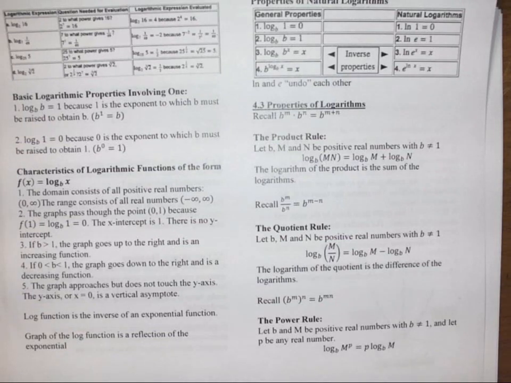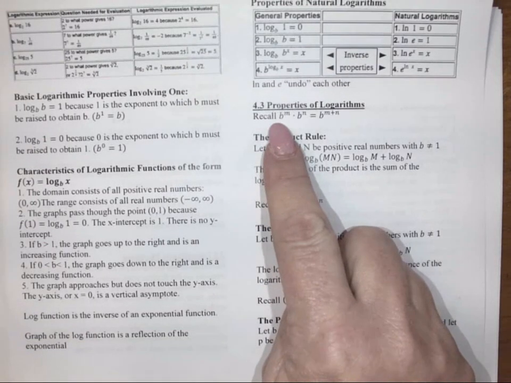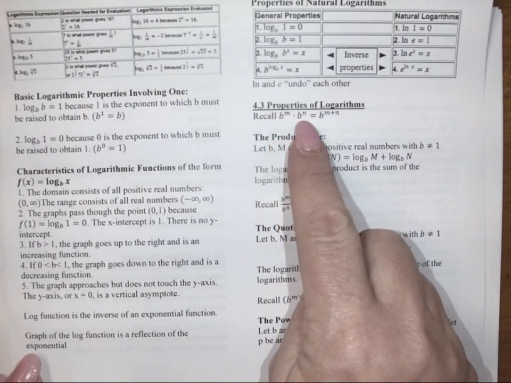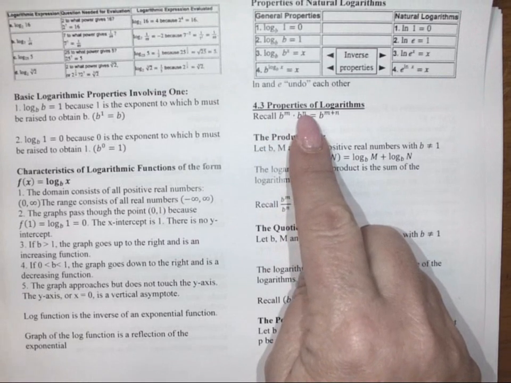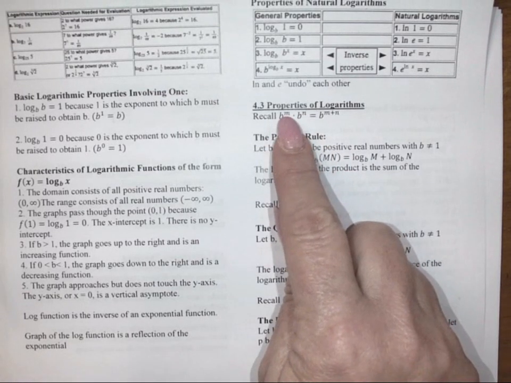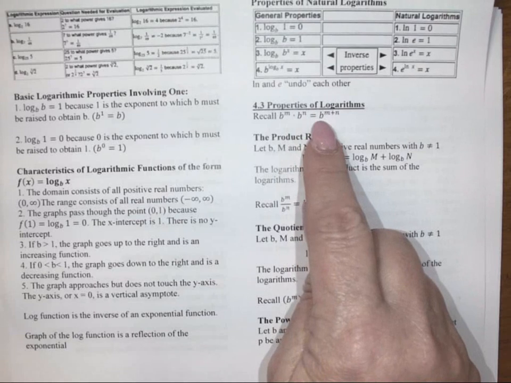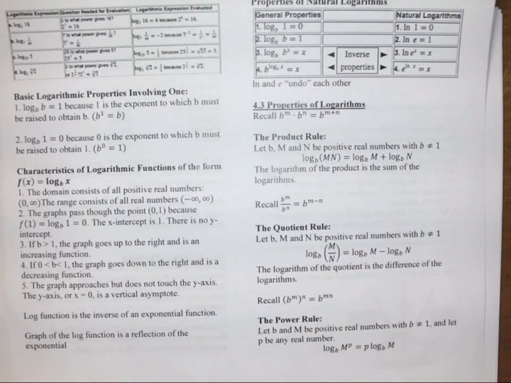All right, so we are going to talk about the properties of logarithms. Recall that b to the m times b to the n, this is our exponent rules that we learned before, we added our exponents, so b to the m plus n. So we have the product rule here.